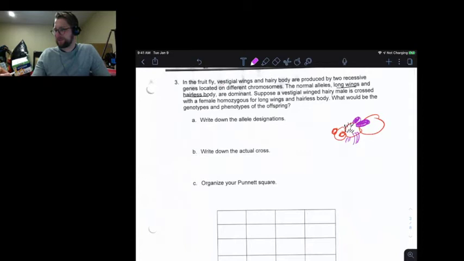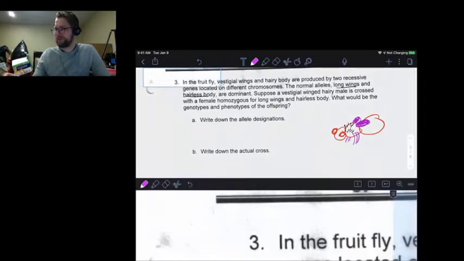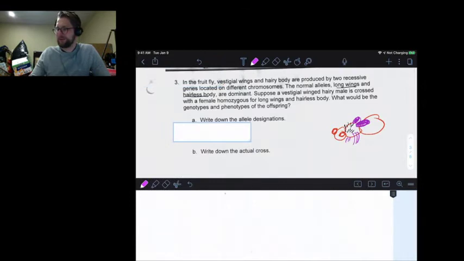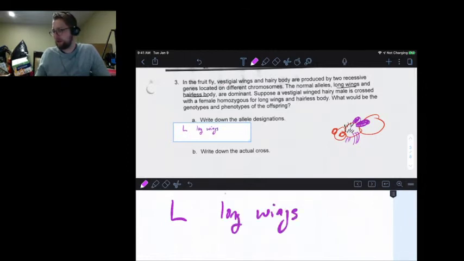They should. All right, so we have the normal alleles are the long wings and hairless body. So I guess we'll use a capital L for long wings. And then that means that we'll have a lowercase l for the vestigial.